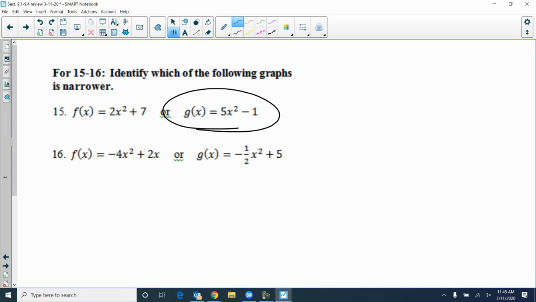So if you look at 16, okay, George, which one would be narrower? F of X. Because even though you got the negative, don't worry about that. So you're really just looking at the 4. You're looking at the 1/2. 4 is clearly bigger than 1/2. So that's going to make that one narrower. Okay.